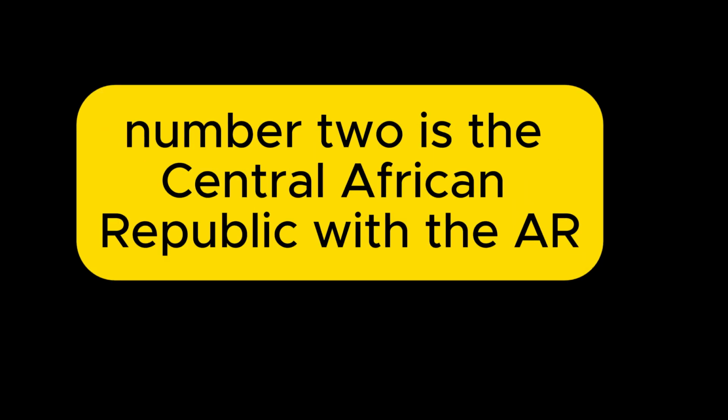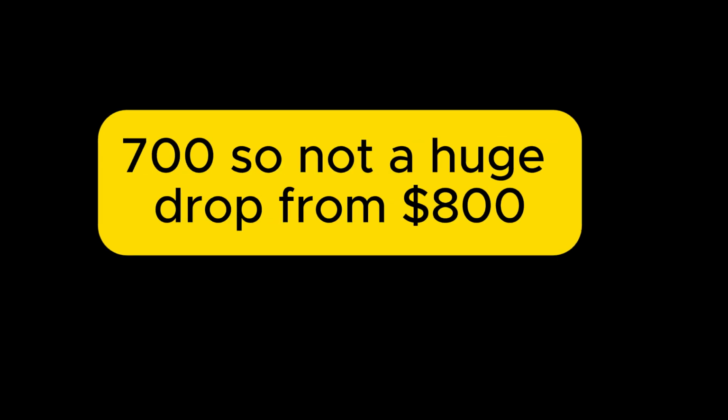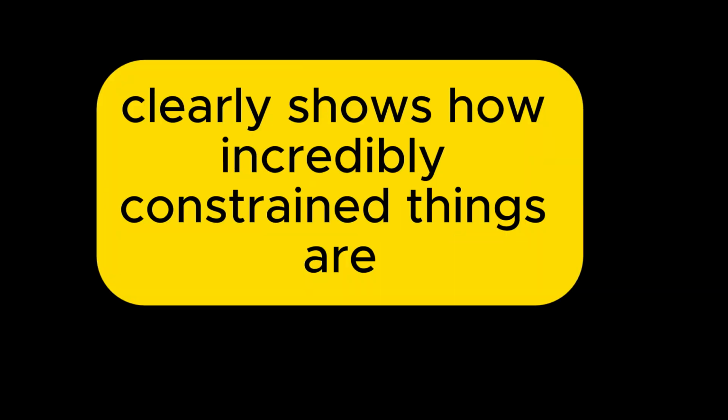So, building towards that. Number 2. Number 2 is the Central African Republic. CAR. Okay, and their GDP? Listed as $700. So not a huge drop from $800, but clearly shows how incredibly constrained things are at this end. Absolutely.